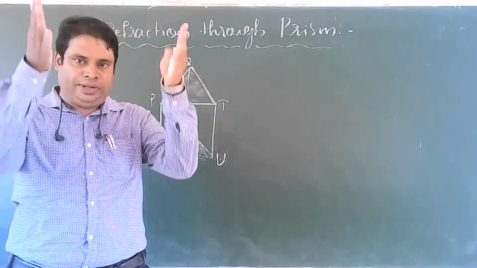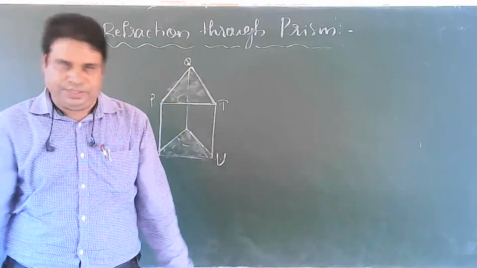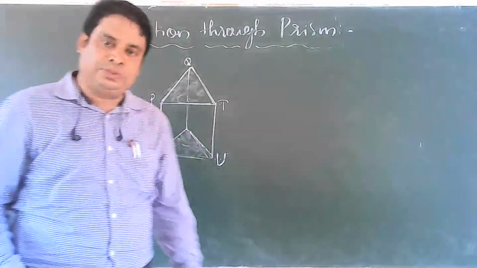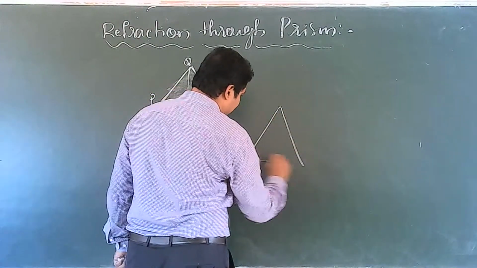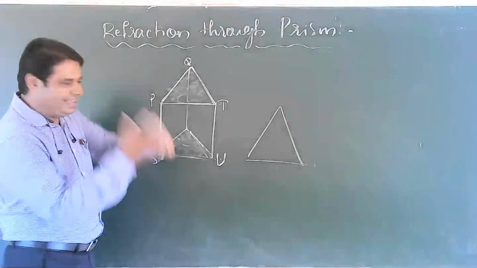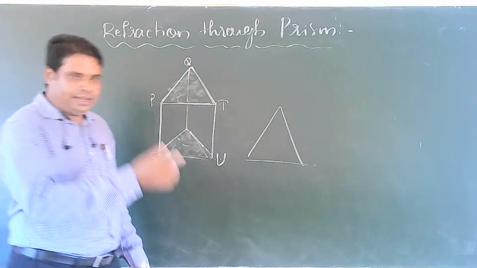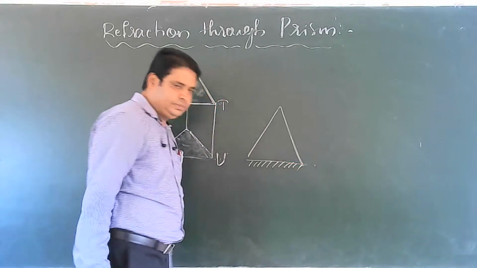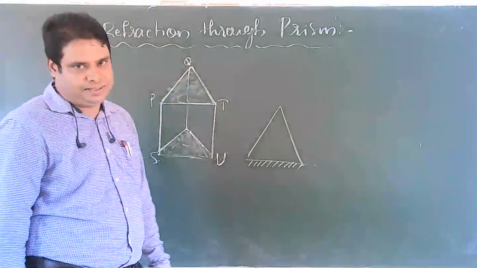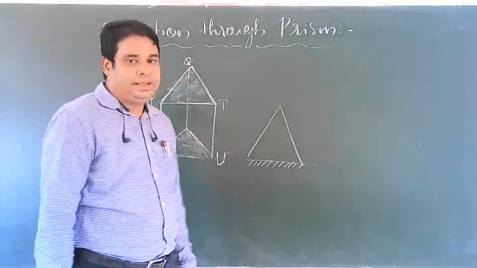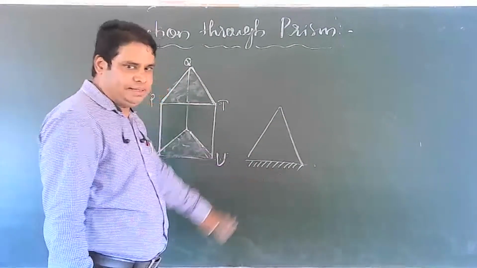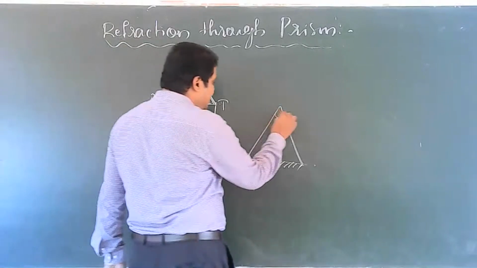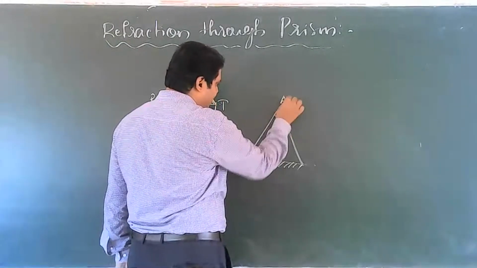These triangles are parallel to each other. What we usually do is consider the principal section of a prism. Imagine we cut a slice of the prism. The base has a rough surface, which is not used for refraction purposes.